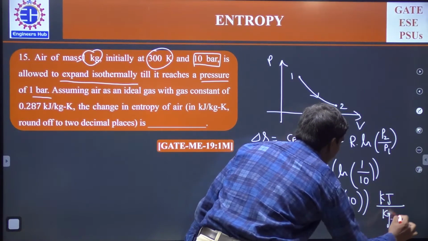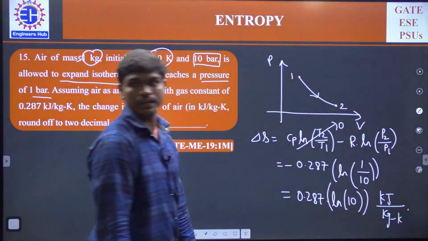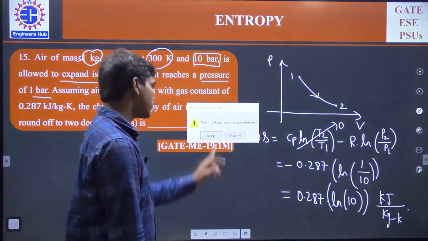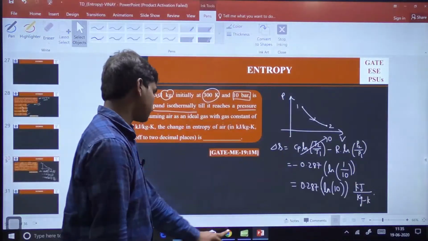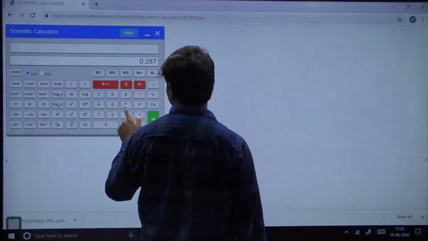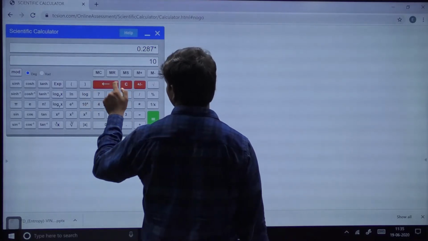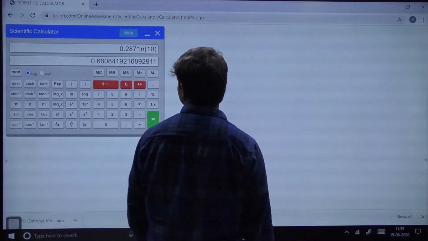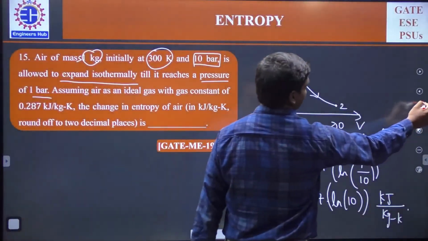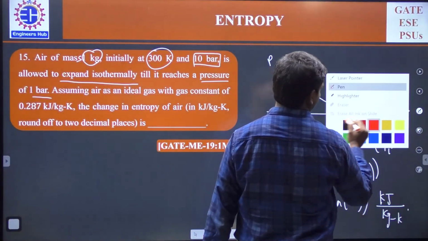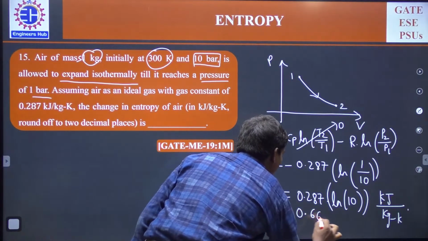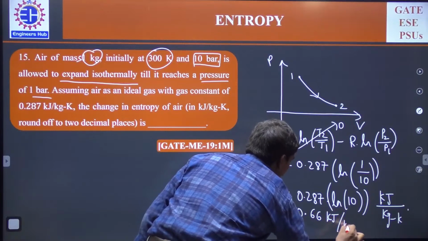kg Kelvin. So basically 0.287 into log 10 is what you need to calculate to get this. So please calculate this, 0.287 into log 10. Okay. 0.66 is the answer. So 0.66 kilojoule per kg Kelvin.